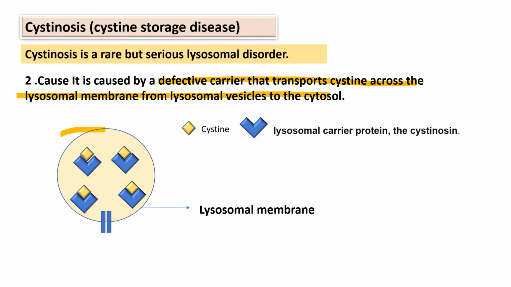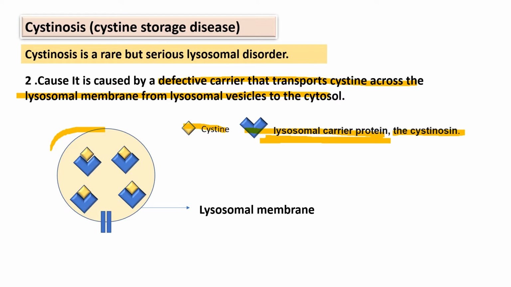This is our lysosomal membrane, and in it there is cystine, and here is a lysosomal carrier protein called cystinosin. This is cystinosin, a protein which carries this cystine from the lysosome into the cytosol. Who will bring this cystine from here into the cytoplasm? This cystinosin.